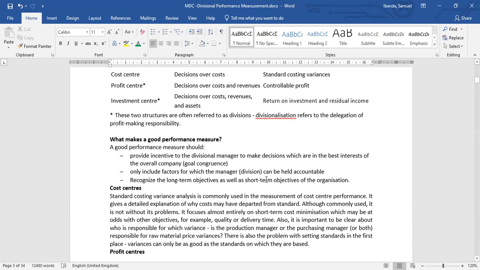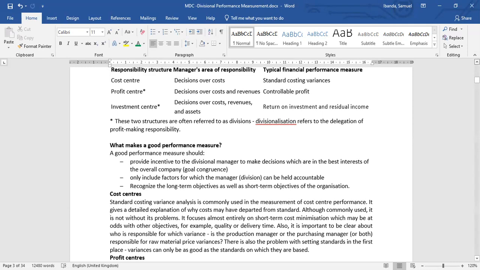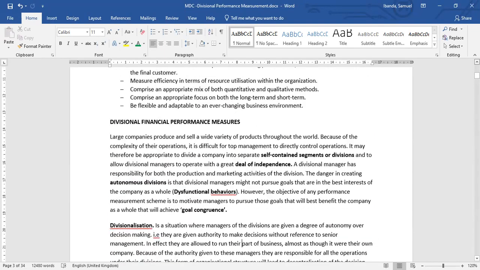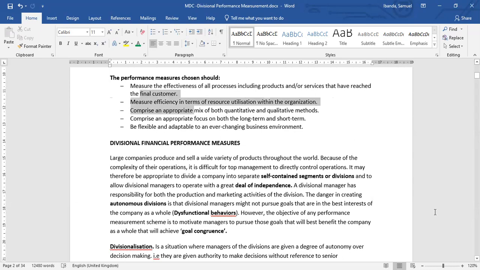And then the other is, of course, any good performance measure should also include factors for which the managers can be held accountable, which is the element of controllable. It should be based on something that managers can control, and it should also be able to recognize the long-term objectives as well as the short-term objectives, very similar to what we just had on the principles of performance measures.